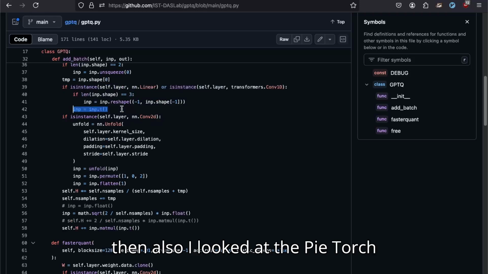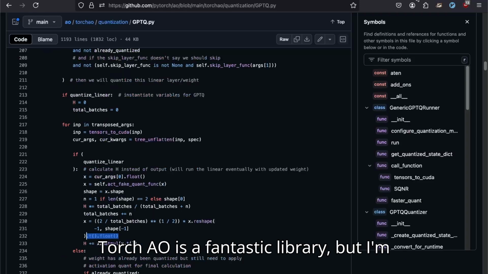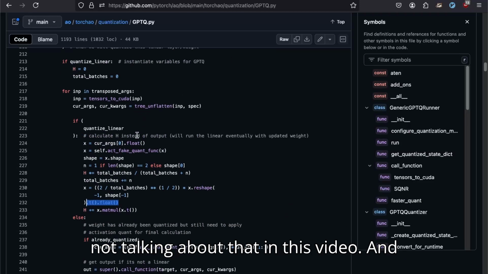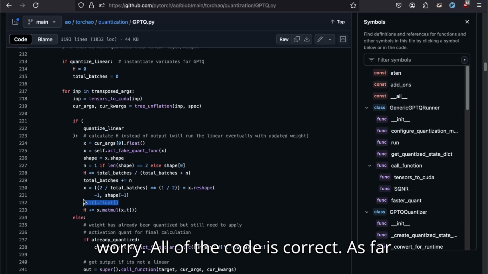And then I also looked at the PyTorch implementation of GPTQ in Torch.io, and Torch.io is a fantastic library, but I'm not talking about that in this video. And there they also have the correct equation for the Hessian. So we don't need to worry, all of the code is correct.